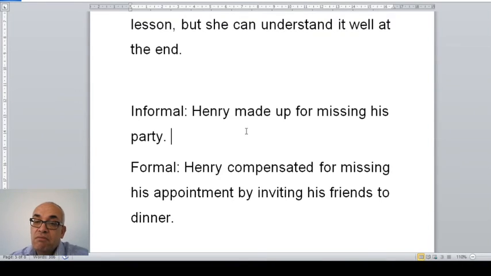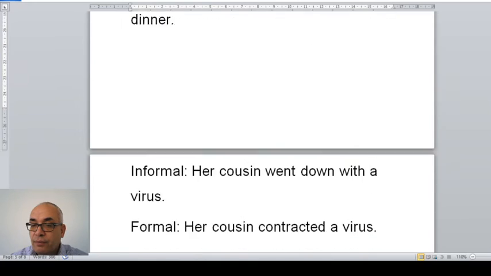But here, just Henry made up for missing his party. But how? We don't know. So in informal English, the information is not clear, but in formal English, I use formal words, so compensate is a formal word, and also I need to make the sentence specific and very clear, and this is formal English.